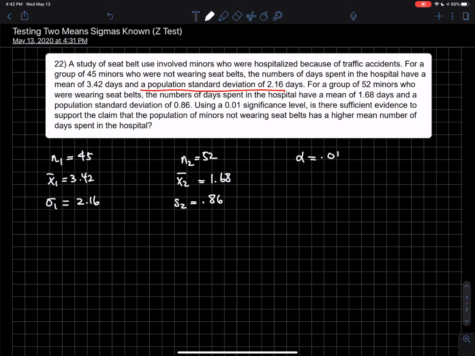Giving me a 0.01 alpha value, and it's asking me to verify if there is sufficient evidence to support the claim that the population of minors not wearing seatbelts has a higher mean, so mu1 is greater than mu2. The first population has a higher mean than the second population. And a counterclaim here would be mu1 less than or equal to mu2. And remember, I told you for two populations, it doesn't matter if you write original claim or counterclaim, because you can only talk about the null hypothesis in two population testing anyway. So you don't need to worry about OC and CC here.